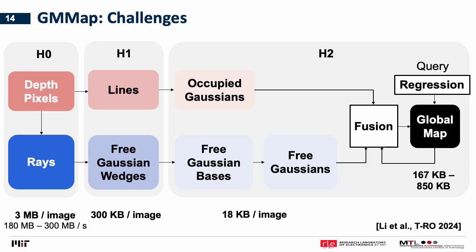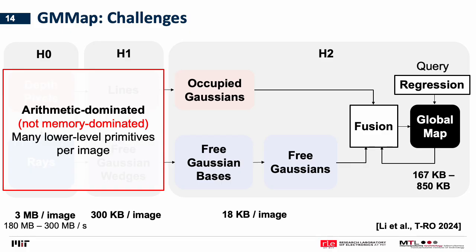In traditional mapping frameworks, memory typically dominates the conversion process from H0 to H2 due to the footprint required to store a large amount of primitives, especially at H0. GMMap is especially designed to reduce the storage of those primitives due to the single-pass streaming-based processing. Therefore, the conversion process is only dominated by arithmetic computation that scales with the data volume of those primitives.